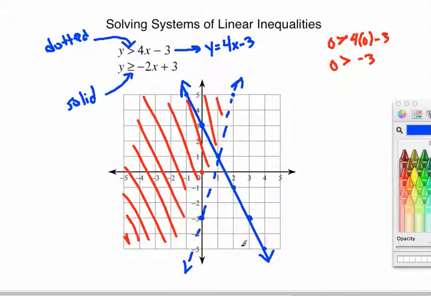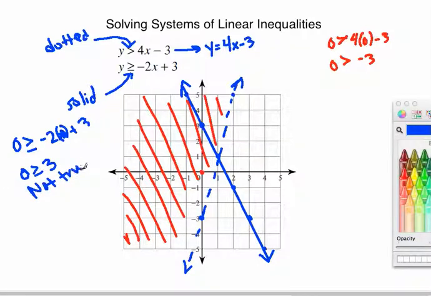All right, and we want to know where to shade this. So again, I'm going to test 0, 0, just because that's easier. So I'm going to do that test over here. 0 is greater than or equal to -2x plus 3. X is 0. 0 is greater than or equal to 3. Well, that's not true. So that's going to mean that we're going to be shading in the opposite direction. We're going to be shading up here.